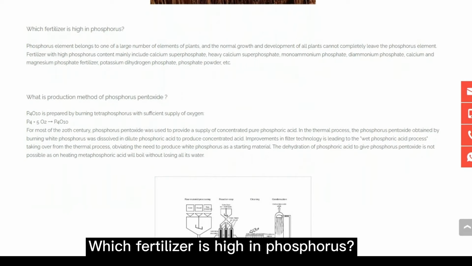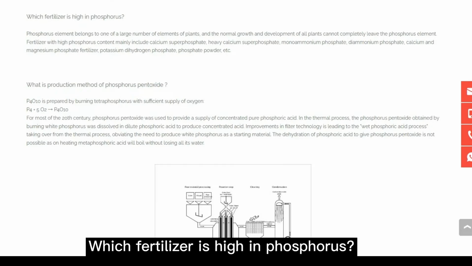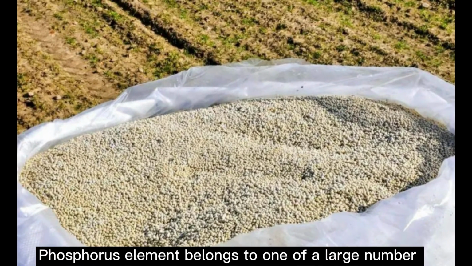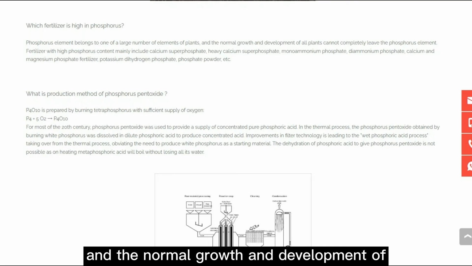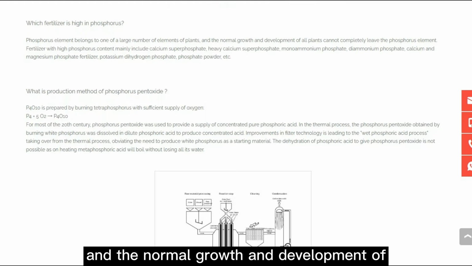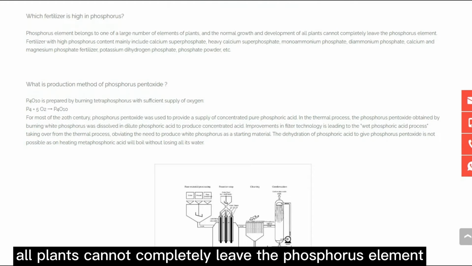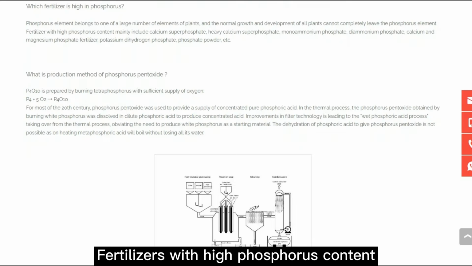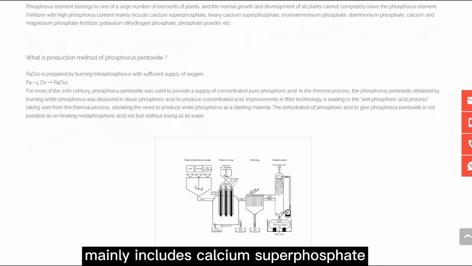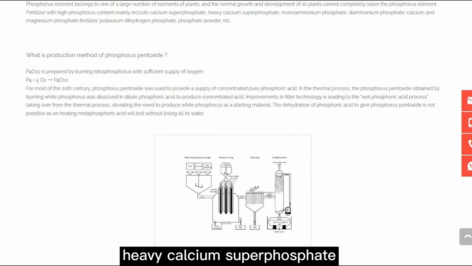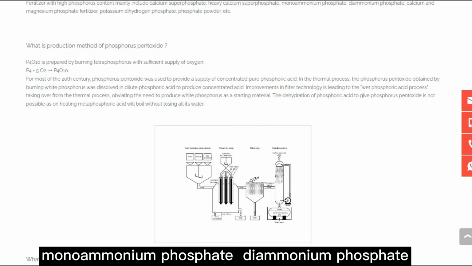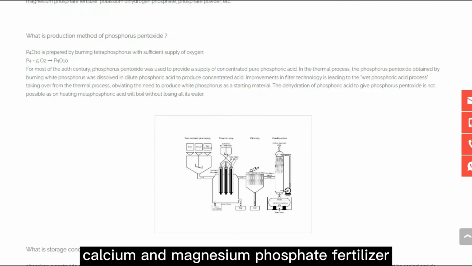Which fertilizer is high in phosphorus? Phosphorus belongs to the large number of elements plants need, and the normal growth and development of all plants cannot completely leave the phosphorus element. Fertilizers with high phosphorus content mainly include calcium superphosphate, heavy calcium superphosphate, monoammonium phosphate, diammonium phosphate, calcium magnesium phosphate fertilizer, potassium dihydrogen phosphate, phosphate powder, etc.